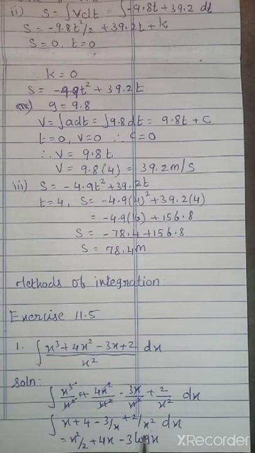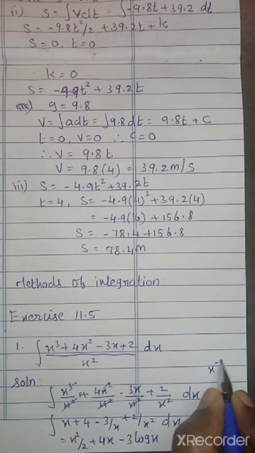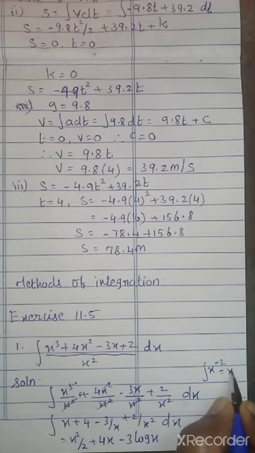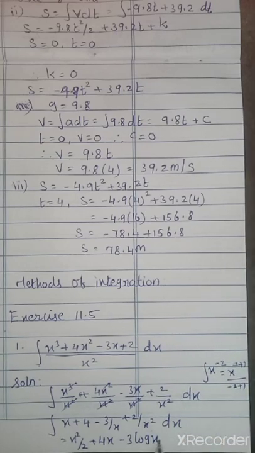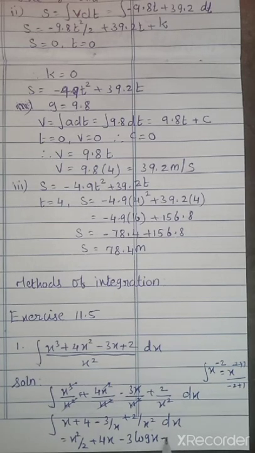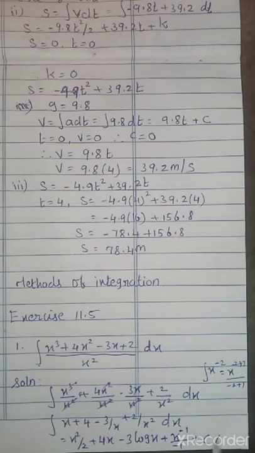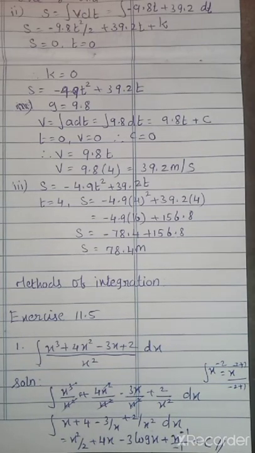Okay, now this one, when you take x square to the numerator, it will become x power minus 2. So if you integrate this, x power minus 2 plus 1 by minus 2 plus 1, that is plus x power minus 2 plus 1 is minus 1 by minus 1 plus c. This is your final answer.